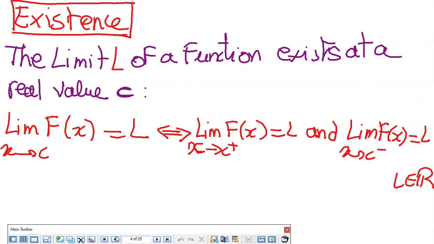Now, after doing the calculation of the limit, we need to understand when do we say that a limit exists at a point. The limit L, I will call it L, of a function exists at a real value c, for example, if the limit at the left is equal to the limit at the right. So when the limit of a function at the left is equal to the limit of the function at the right, I can say that the limit of this value exists.